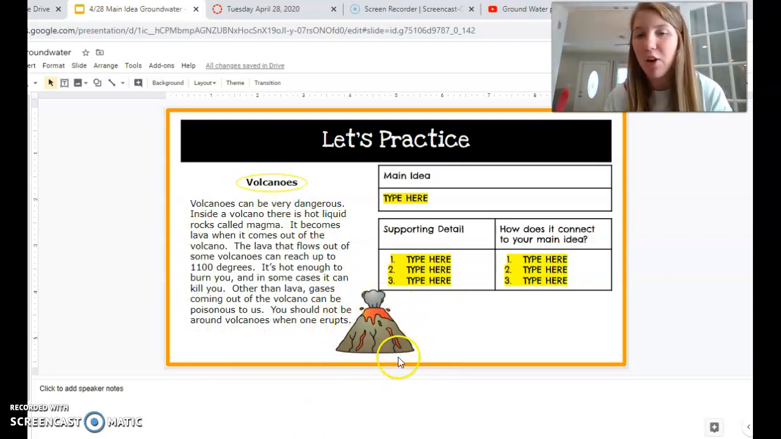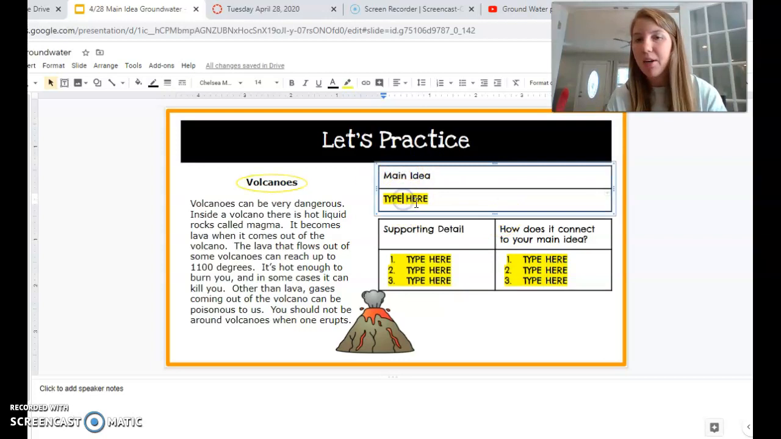There's a picture here of a volcano, and I think from the text, I remember that this red stuff that comes out of it is lava. So let's go through our steps to find the main idea. Today, you're gonna have a chart that looks just like this that you have to do on your own. So make sure you're watching and paying attention.